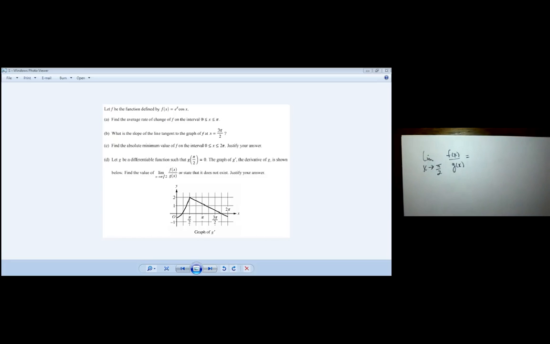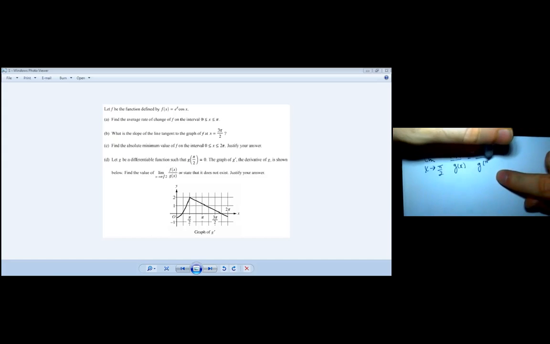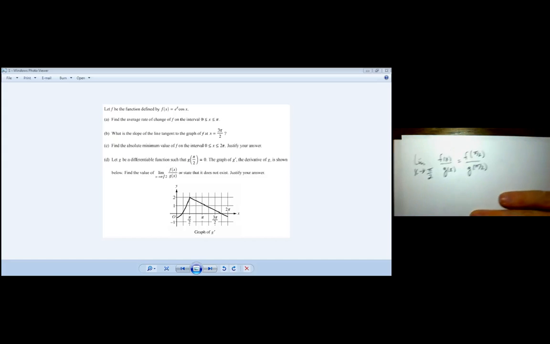With my limit problem, I hope I can take the value and plug it in. So what happens if we take the value and plug it in? That would be f of pi over 2 over g of pi over 2, right? All right, what happens when I do that?